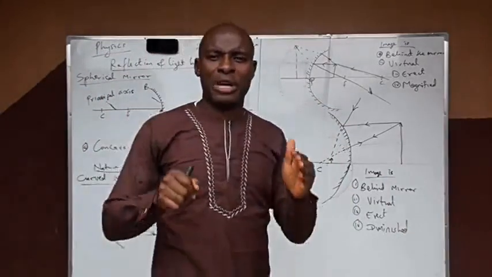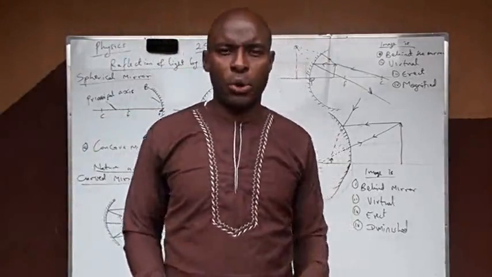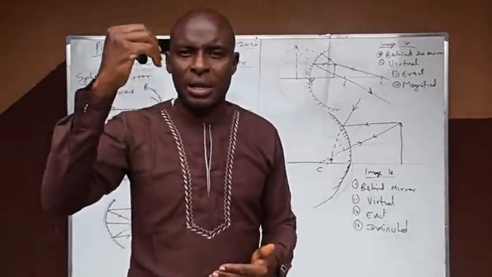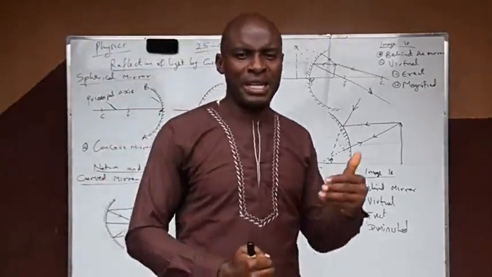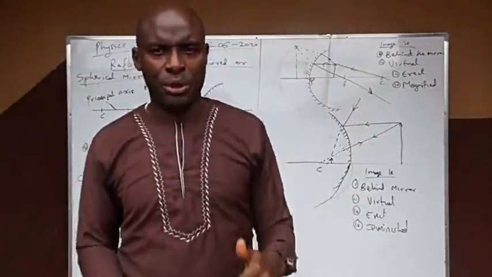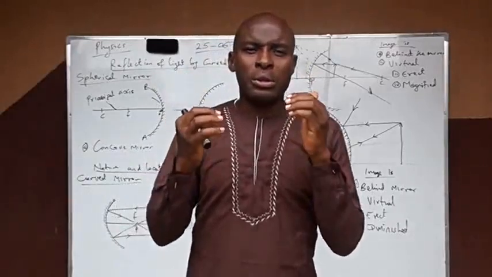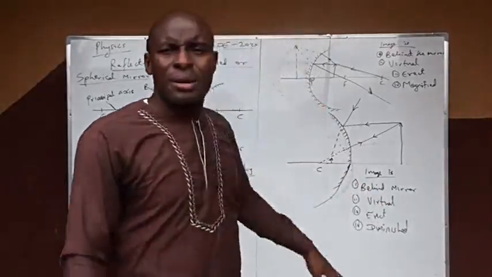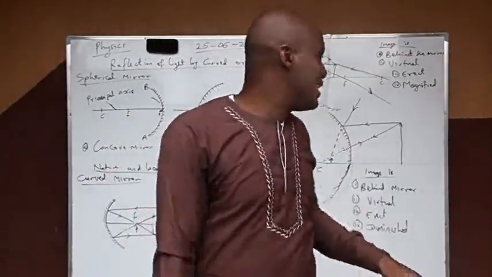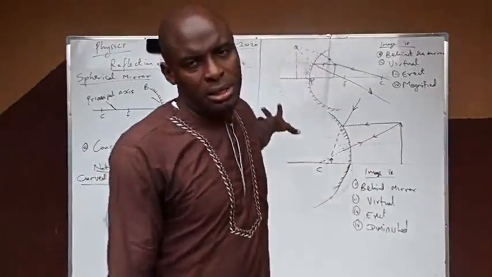So by now, I believe you can differentiate between a concave mirror and a convex mirror, and also state the natures and the characteristics of images formed by the concave and the convex mirror. The next thing we are going to do is use some mathematical examples to illustrate the nature of images. So we are going to solve some examples under curved mirrors.